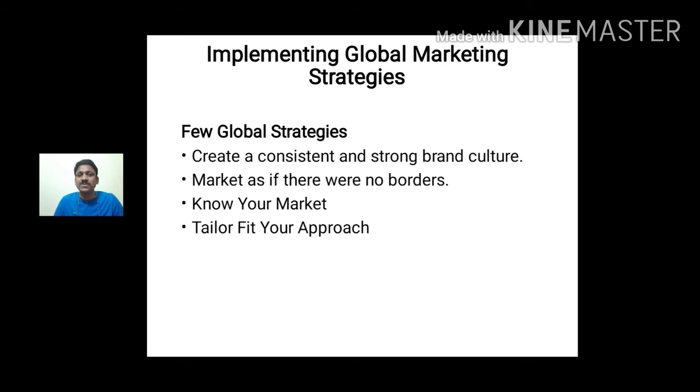After knowing the market, one more strategy is to tailor fit your approach. Do not follow the same strategy everywhere. For example, in advertisement, we are planning an advertisement to highlight the key feature of the product. Highlighting the key feature of the product is the strategy that we are following all over the world. But the advertising content should fit the market. So we have to tailor the content of the advertisement to fit the concerned or specific market. I hope it is clear.